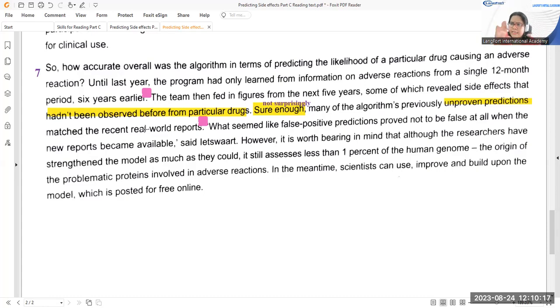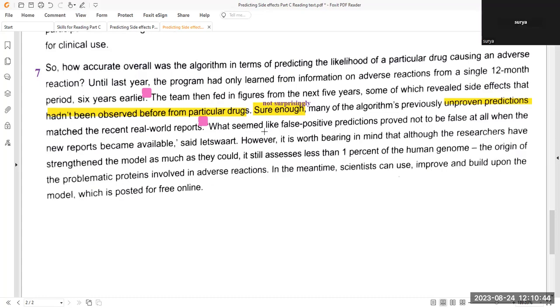Before, it only had 6 years. What happened 6 years ago? Based on that, they had made a lot of predictions. And when they fed new data, it made some predictions which had never been observed before. Also, not surprisingly, previously unproven predictions were also proven to be correct when they fed the algorithm new information.